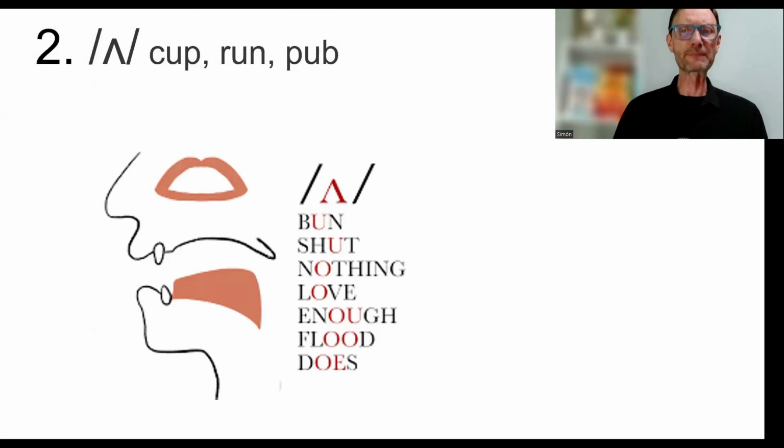The second sound you absolutely need is the sound. So this is where you open your mouth like this. It's quite a short sound, and it's pronounced from the back of your throat. And it's, of course, voiced like all vowels. The tongue below and to the back of your mouth. So we say bun, shut, nothing, love, enough, flood, and does.